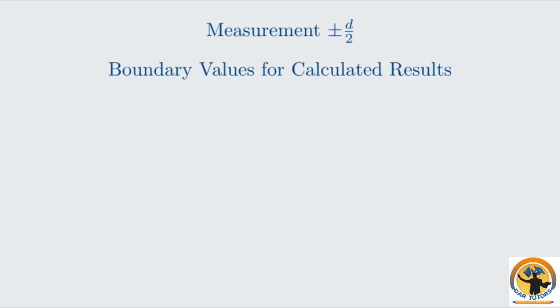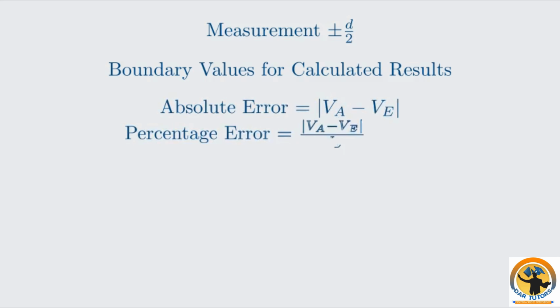Third, we defined and calculated absolute and percentage errors. Absolute error is the magnitude of the difference between an approximate and exact value. Percentage error gives this difference context by expressing it as a fraction of the exact value.